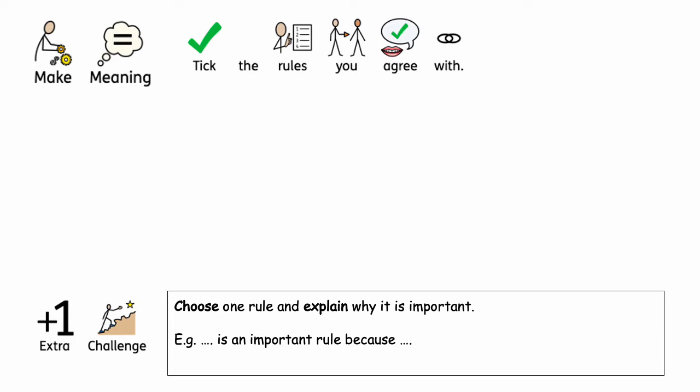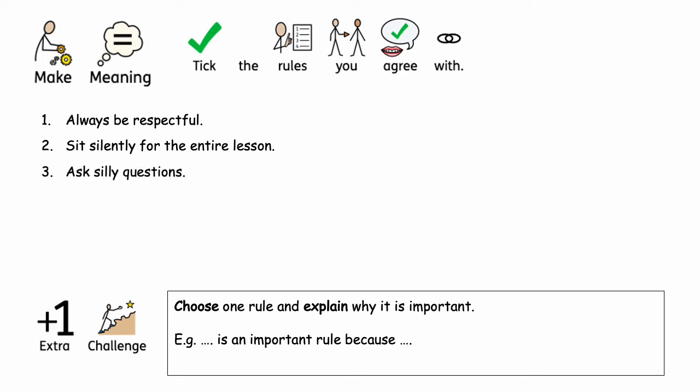I'm going to read some rules to you now that are rules for PSHE lessons. I would like you to tick the rules that you agree with. Always be respectful. Do you think it's important to always be respectful in PSHE? Tick this in your workbook or in your book if you agree with this. Number 2, sit silently for the entire lesson. Do you agree with this? Tick it if you agree, put a cross or leave it blank if you disagree.